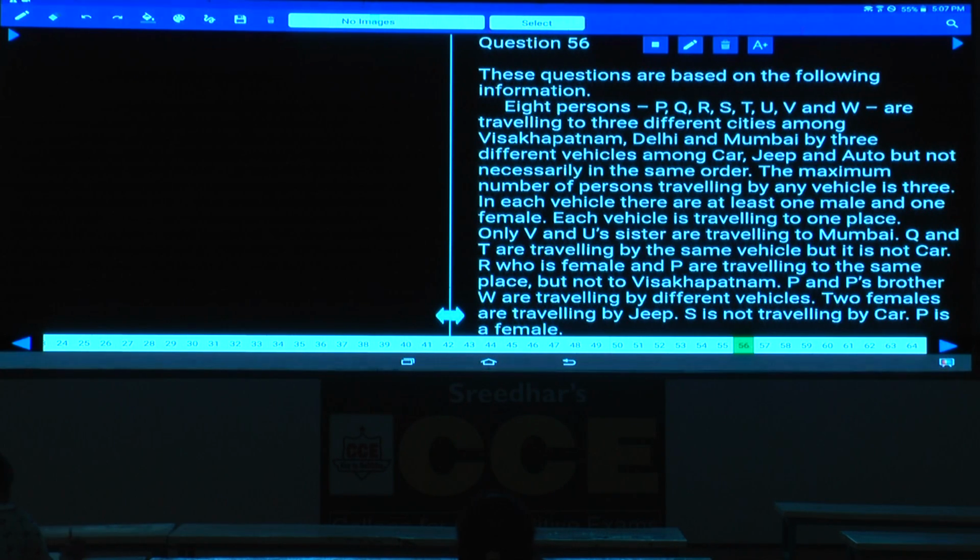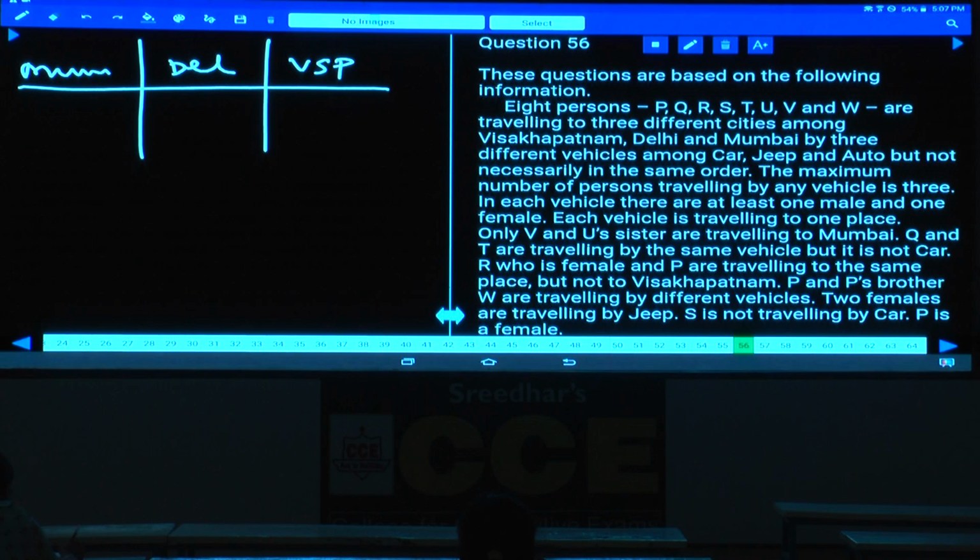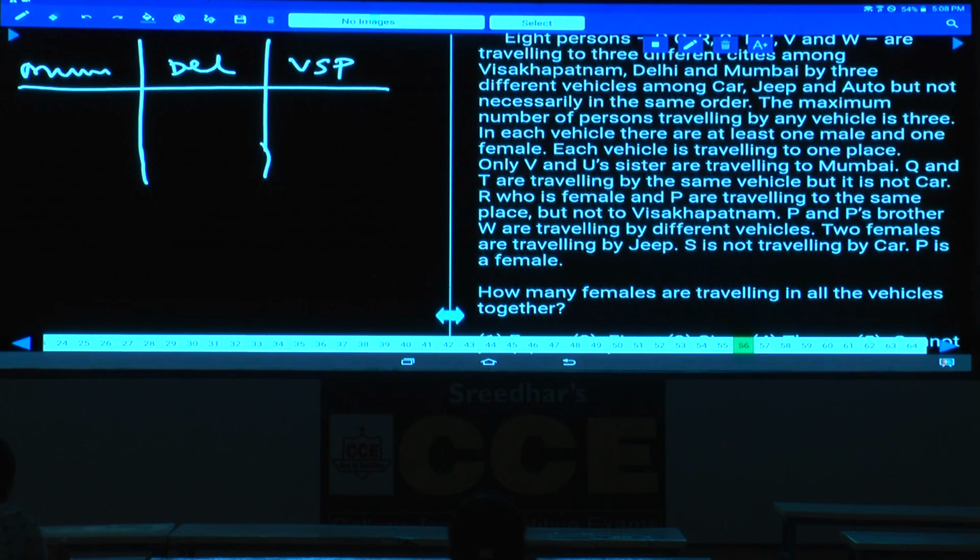Now what are the cities here? Mumbai, Delhi and Visakhapatnam. In total, how many persons are there? Eight persons and 3 different cities and 3 different vehicles, but the maximum number of persons traveling by any vehicle is 3. That means through any vehicle it cannot be more than 3. And in each vehicle there is at least 1 male and 1 female. Each vehicle is traveling to only one place.